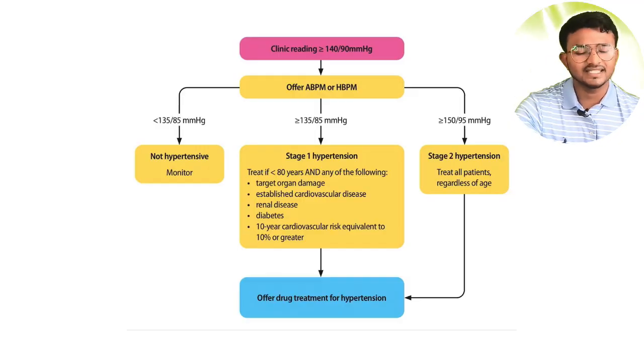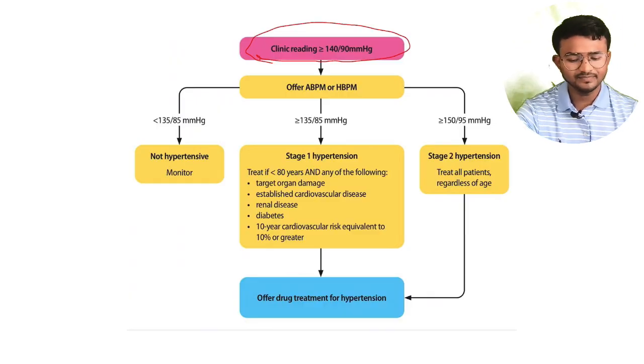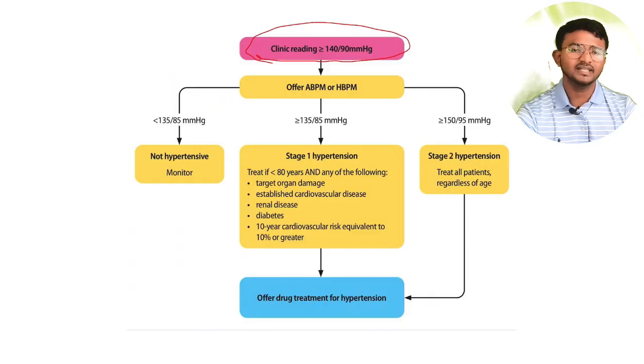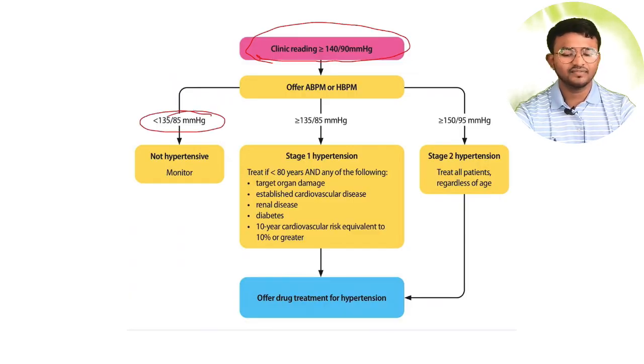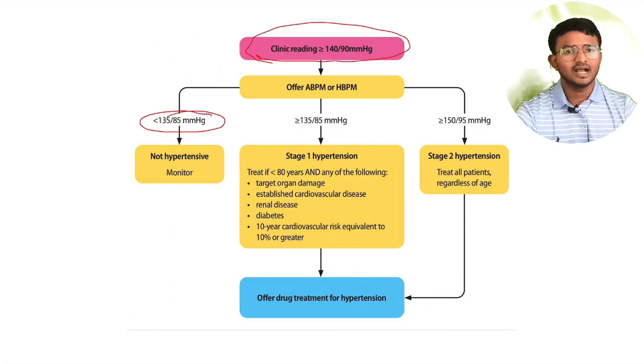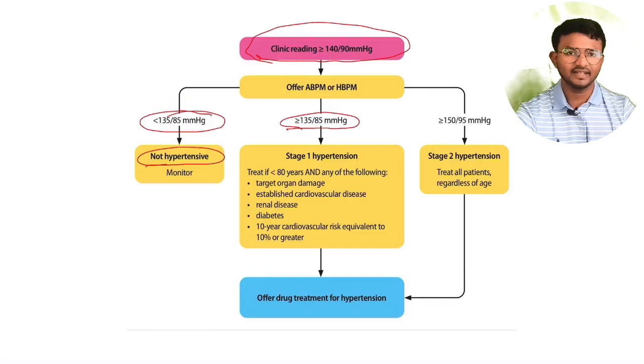In mild cases, if you see a clinical reading greater than or equal to 140 by 90 mmHg, we have to offer ambulatory blood pressure monitoring or home blood pressure monitoring. If the patient is less than 135 by 85 mmHg, it means not hypertensive. After 2 to 3 occasions of average readings, if the patient is not hypertensive, we have to do monitoring. Next, greater than or equal to 135 by 85 mmHg.